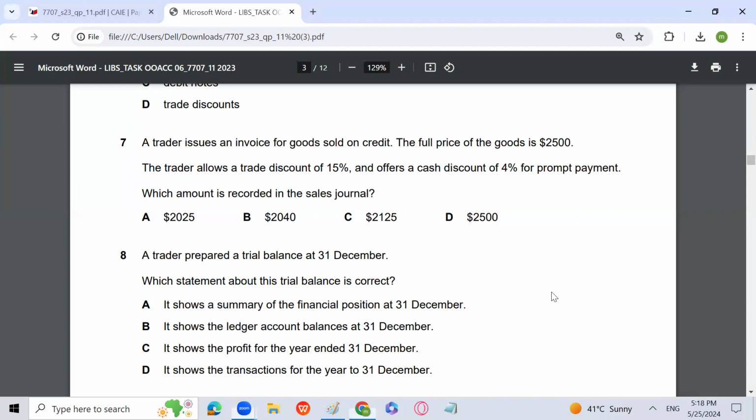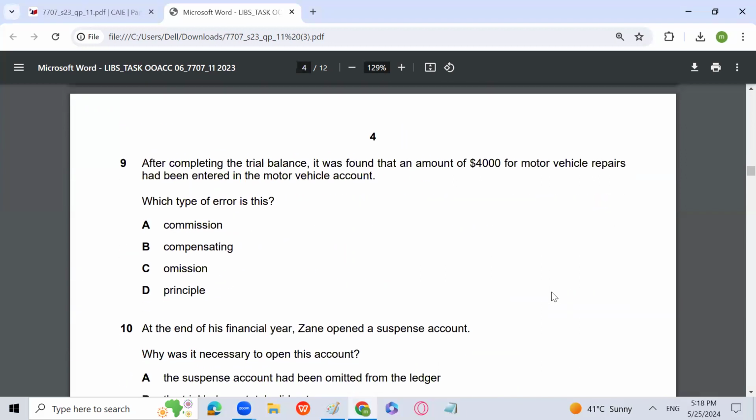So let's move forward. MCQ number 9. After completing the trial balance, it was found that an amount of 4,000 for motor vehicle repairs had been entered in the motor vehicle account. Which type of error is this? You can answer in the message box. That would be more appropriate for me.